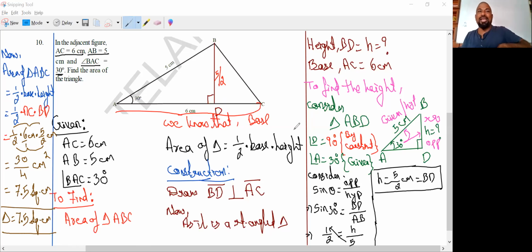Though it is not a right angle triangle, by construction we are making it a right angle triangle by utilizing all the concepts that are given. Hope you are able to understand.